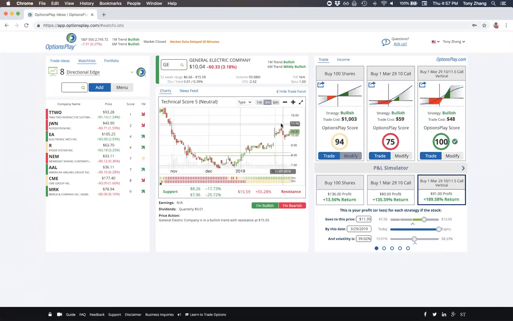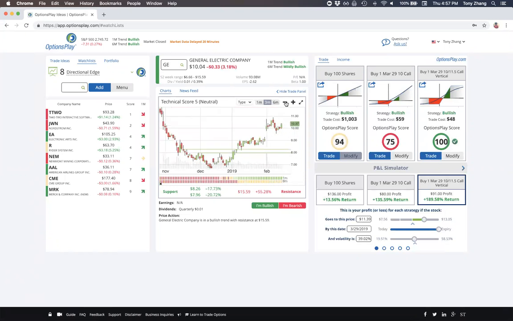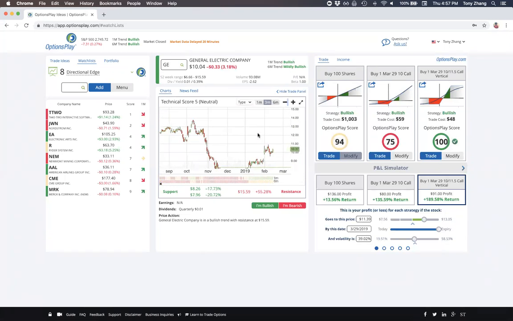So the 1 month and 6 month trend just turned bullish yesterday. So here is, I think, an opportunity to get into this stock. Whether you're a stock investor and you want to buy the stock, or you want to be a bit more tactical and buy an option. $1,000 to buy 100 shares, $59 to buy the call, $48 to buy the spread. So at 5% of the underlying, you can buy this call spread.